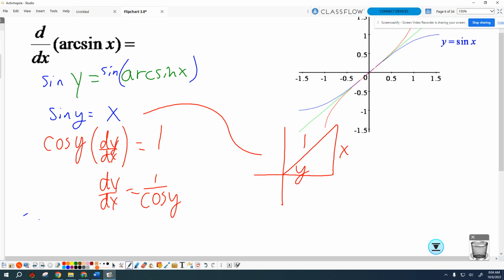Camden, how do I find this side? You do the, that thing, I forget. Pythagorean theorem. Yeah. Okay. So a squared plus x squared equals 1. Gross.